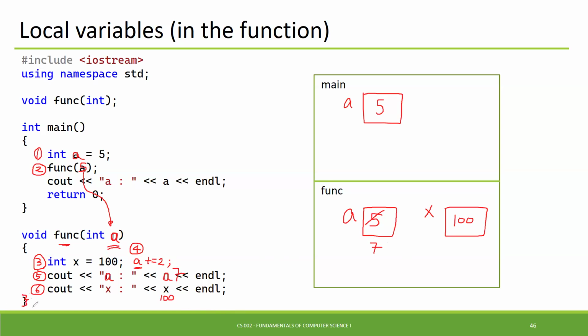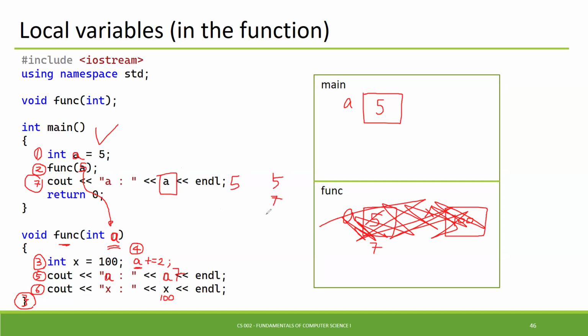Okay, the function ends, so it's gone. The two are gone. And then computer control will be here, at cout A. This time, this A is main A, right? So 5 will be printed out.